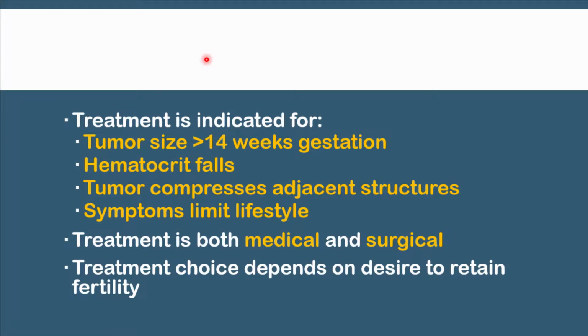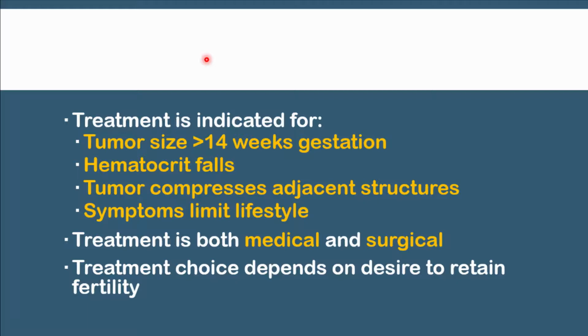Then treatment is usually indicated for the following scenarios. If the tumor is greater than 14 weeks in gestation, so if it's very large, then you would want to get it removed. If the hematocrit is falling or this patient has anemia, then you should get this fibroid removed, because the bleeding will lead to them becoming severely anemic and they may die. If the tumor is compressing on adjacent structures and bringing about symptoms, then you want to get it removed. If it's bringing about nocturia, constipation or diarrhea, please get it removed. If it's bringing symptoms that are going to be limiting your lifestyle, like for example excessive bleeding whereby you can't even leave home, get the fibroid removed.